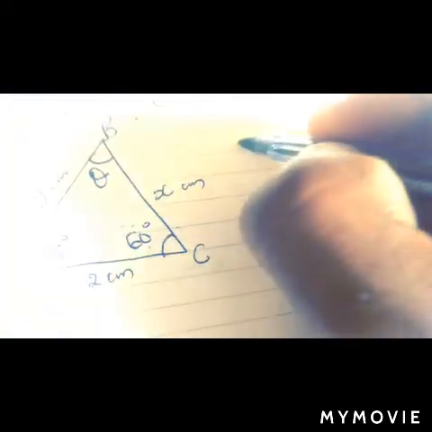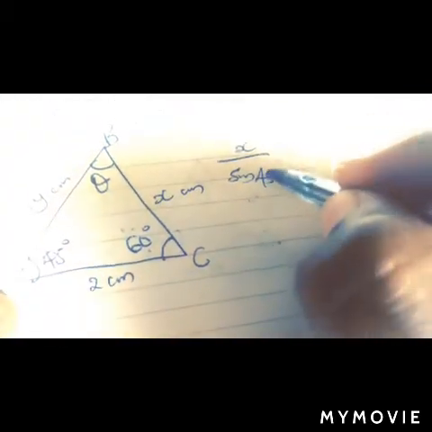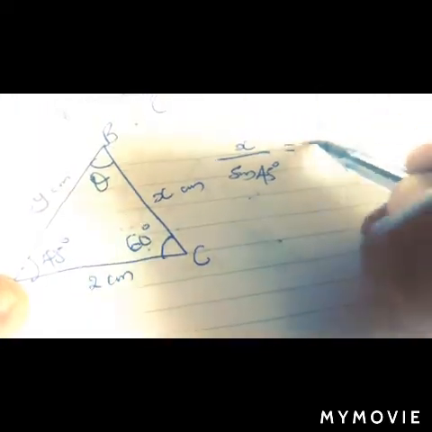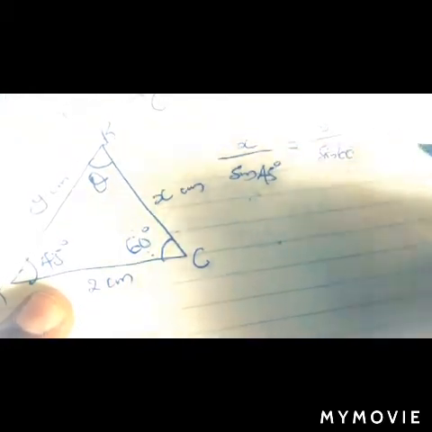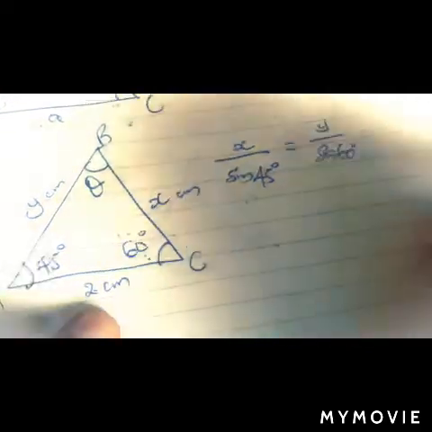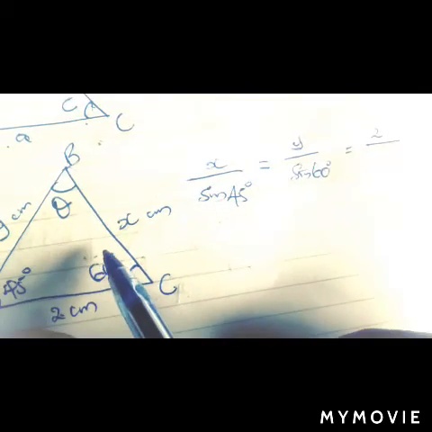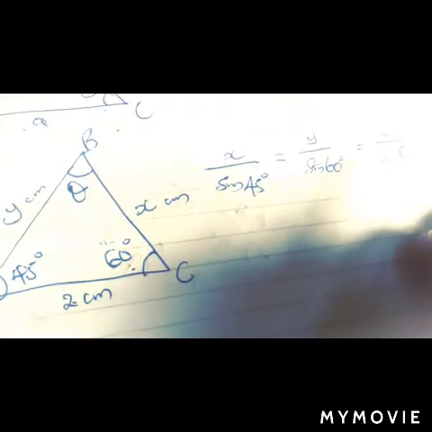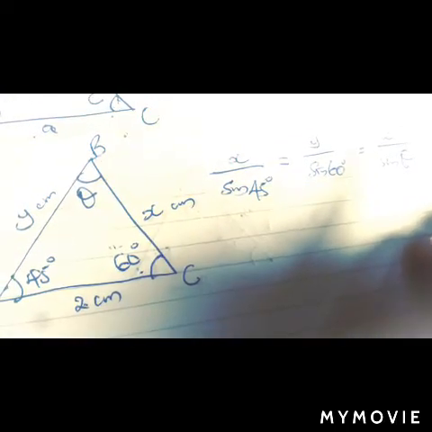Let's consider one side, X, over the sine of the angle opposite to X, which is 45 degrees. Another side, Y, over the sine of the angle opposite to it, which is 60 degrees. Another side, 2, over the sine of the angle directly opposite to it, which is theta. So that is the sine rule for this triangle.